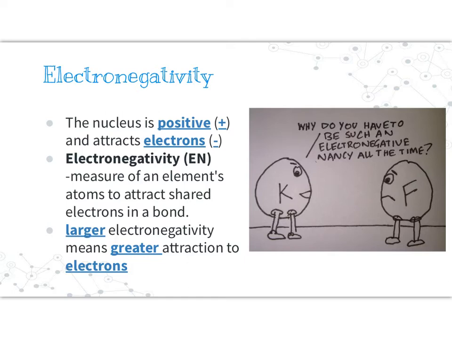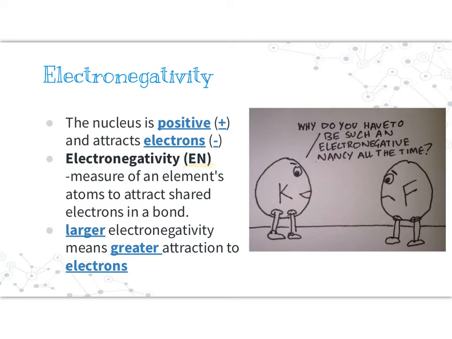Electronegativity, which I abbreviate as EN pretty much everywhere, is the measure of an element's atom's ability to attract shared electrons in a bond. So a larger electronegativity means a greater attraction to electrons.